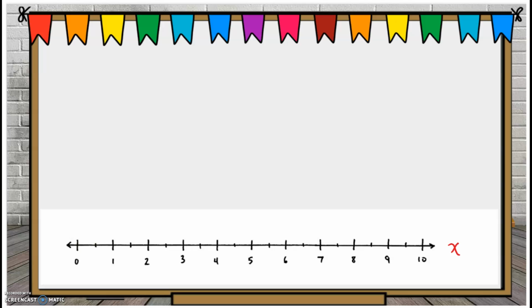So what is the coordinate for a point located on X? What is the coordinate for this point located on X? That answer is 2, right? Okay. What is the coordinate for this point located on X? That answer is 6, right?